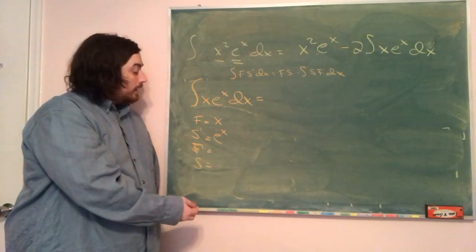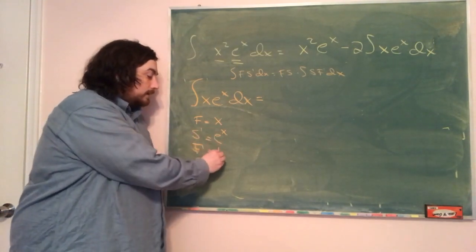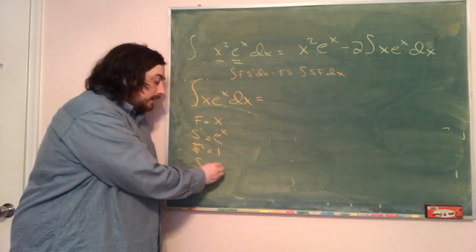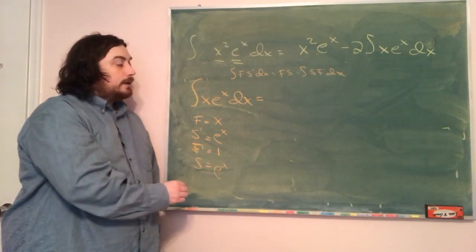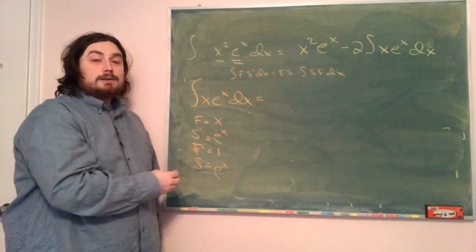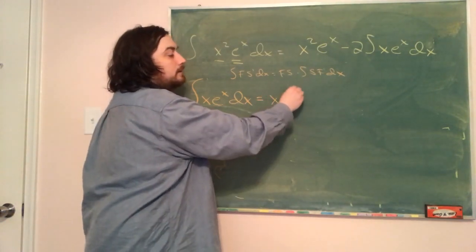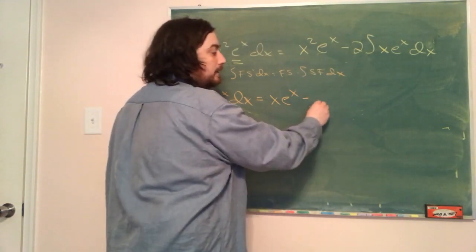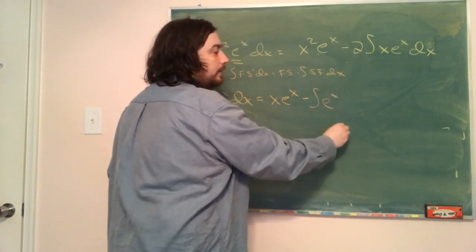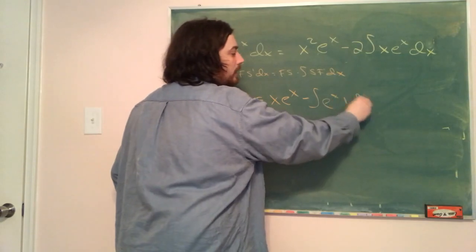And so if I continue with that, the derivative of x is 1, the integral of e to the x is e to the x. And so what I end up with here is the integral of x e to the x is the first times the second, so x e to the x, minus the integral of the second times the derivative of the first, which is 1 dx.